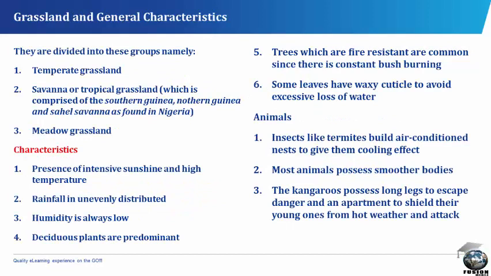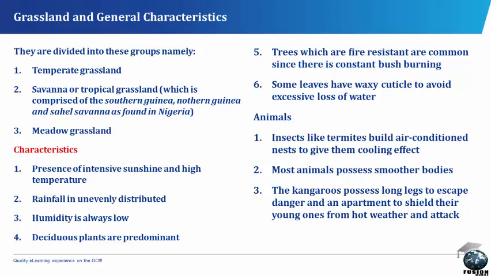Grassland and their general characteristics. Grassland is divided into the temperate grassland, the meadow grassland, and the savanna or tropical grassland, which is comprised of the southern Guinea, the northern Guinea, and the Sahel savanna as found in Nigeria. Their characteristics include: 1. The presence of intensive sunshine and high temperature. Rainfall is unevenly distributed. The humidity is always low.